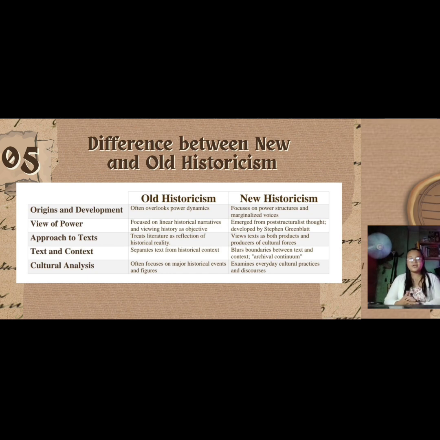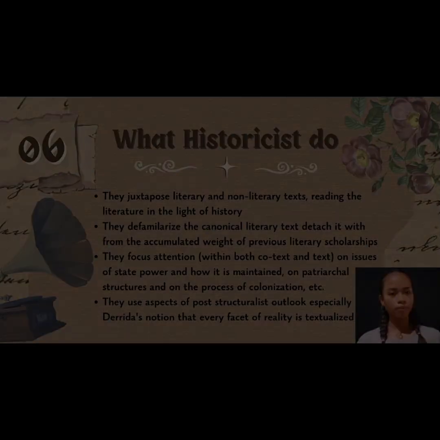So, in summary, old historicism sees literature as a window to historical truth, while the new historicism sees literature and history as constantly interacting, with neither being more real than the other.